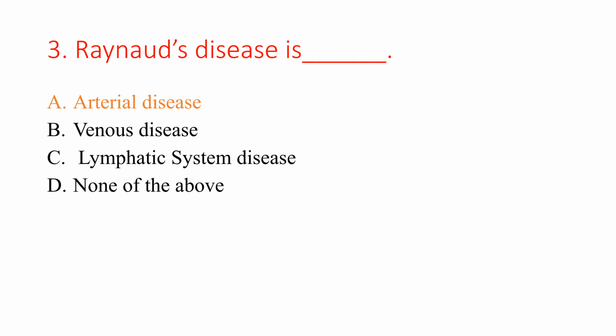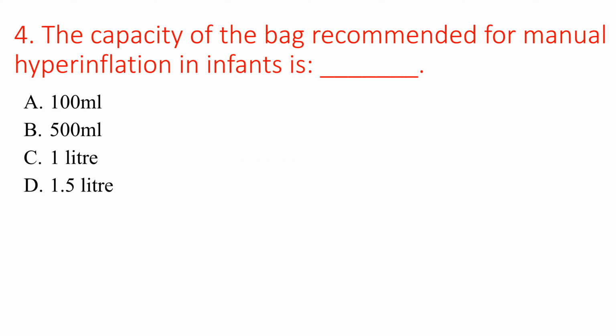Number 4. The capacity of the bag recommended for manual hyperinflation in infants is A. 100 ml, B. 500 ml, C. 1 liter, D. 1.5 liter. The answer is B, 500 ml.